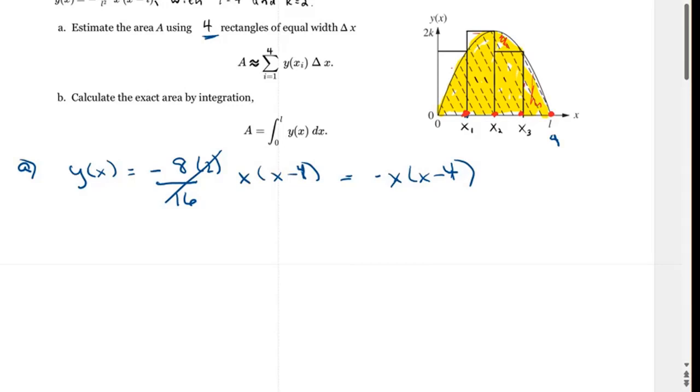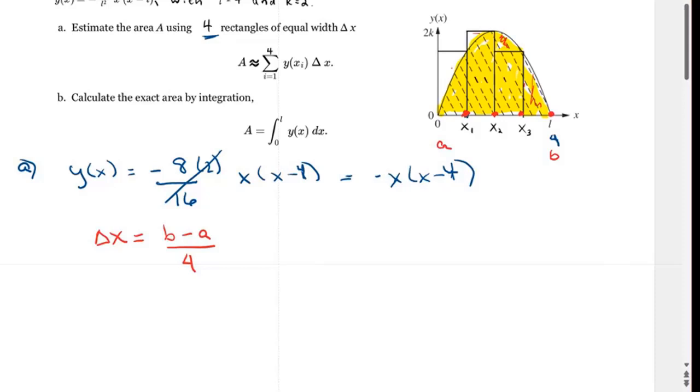I now have my equation, and if I want to find the area of one rectangle, I find first my delta x. And delta x is b minus a over the number of rectangles. So here we're going to have 4 rectangles. And when I say b minus a, I'm saying the beginning point is here, and the end point is here. That's the distance between the two values, b minus a, and I want to divide it into 4 equal parts.